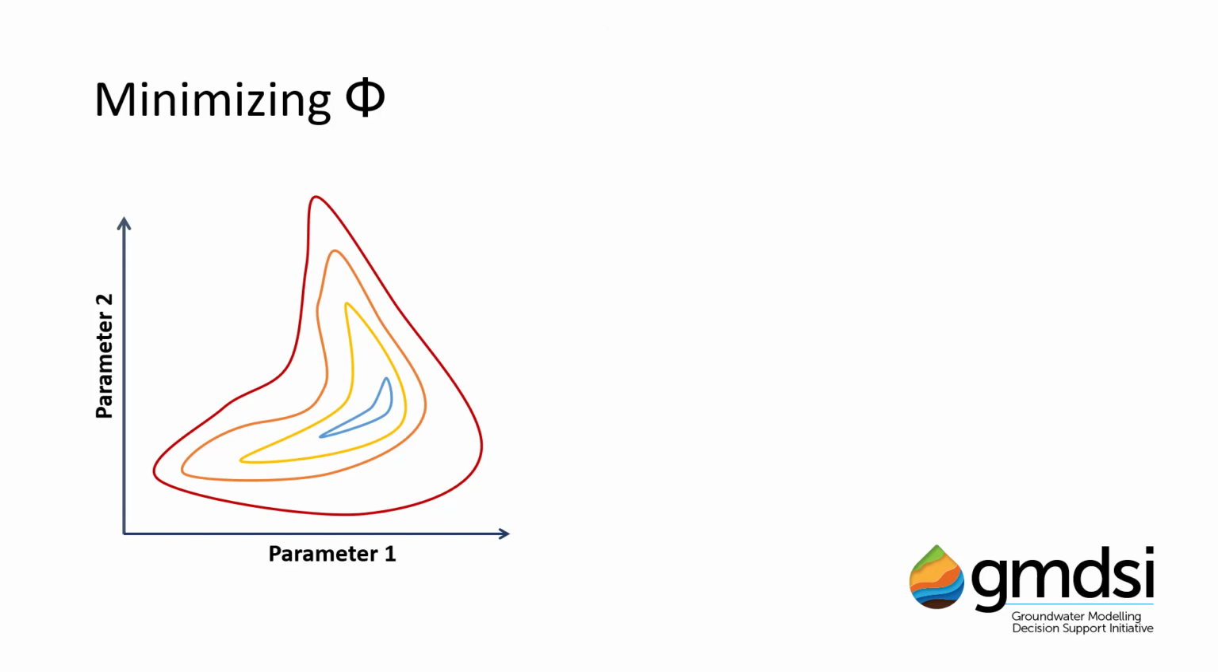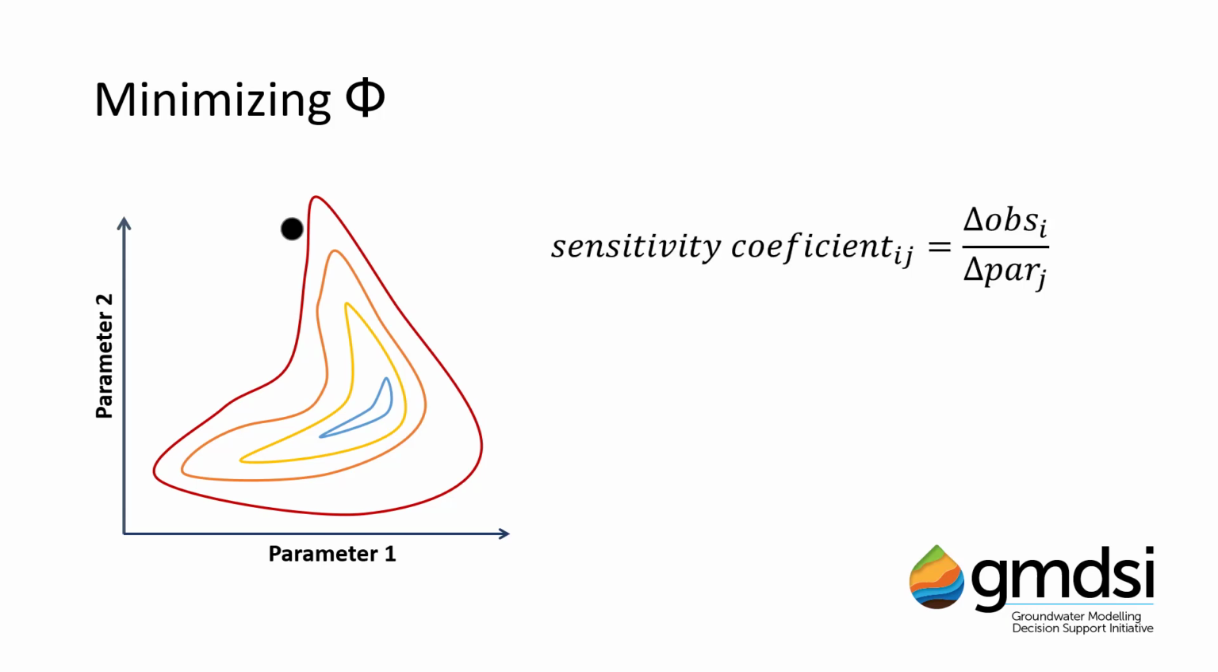Observation to parameter derivatives relate the change in simulated value of the target to a change in the value of a parameter. These are referred to as sensitivity or parameter coefficients. The set of sensitivity coefficients for all parameters and observations in a history matching problem form a two-dimensional matrix referred to as the Jacobian matrix. To obtain all the sensitivities to fill a Jacobian matrix, a model needs to be run as many times as there are adjustable parameters, plus 1.